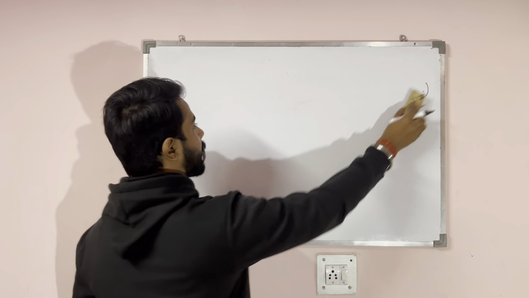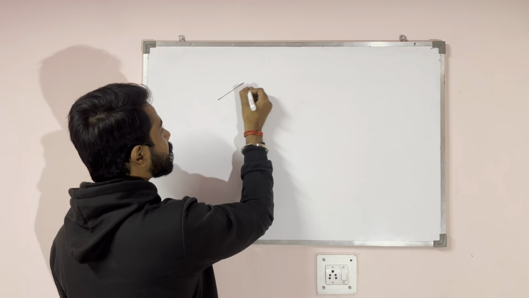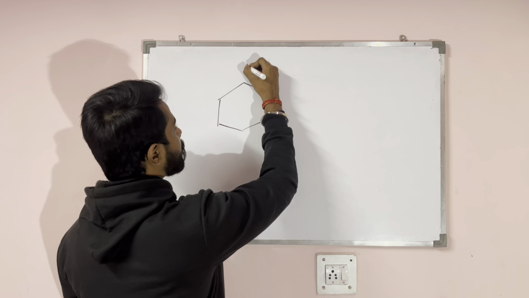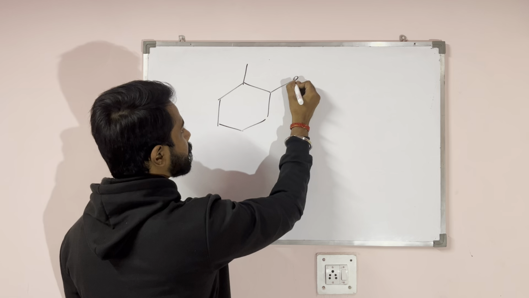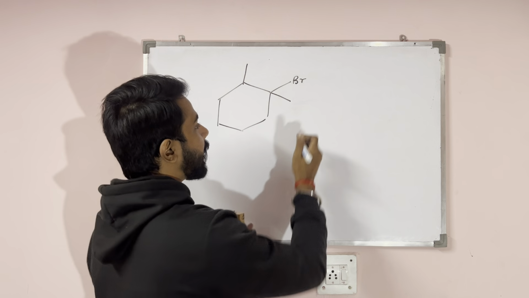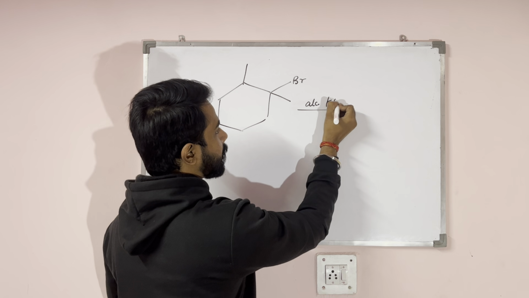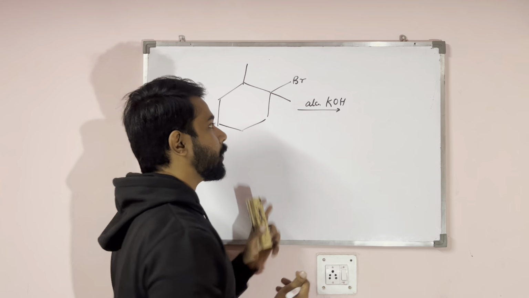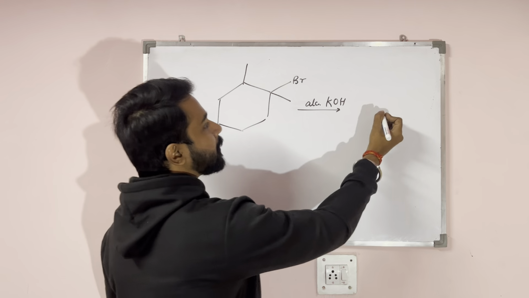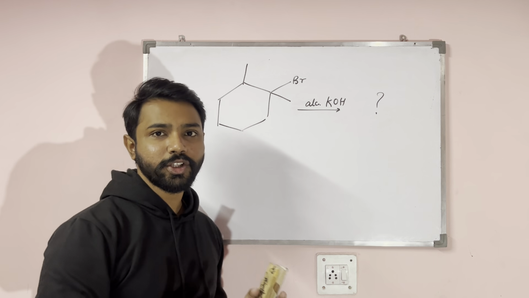So what is going on here? I'm having a compound. The compound is, okay, this is the compound. Yes. So this is a compound, and here I'm having alcoholic KOH, okay? So we know beta elimination reaction will be going on here. So what will be the major product, okay? So the question mark is there and we have to find out the major product.